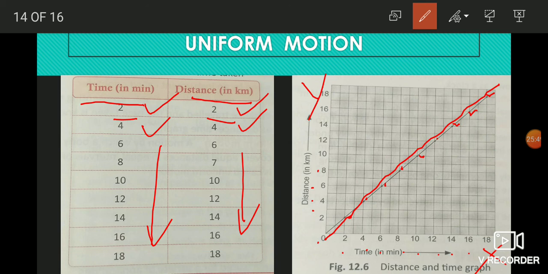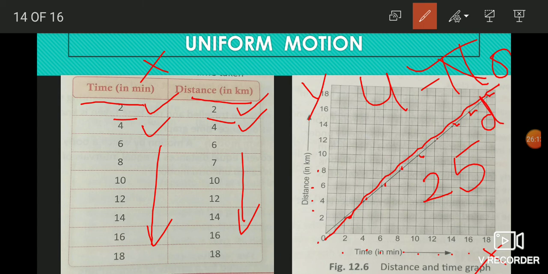Now suppose this tabular form is not given to me, only this graph is given to me. By looking at the graph, I can find out whether it is a uniform motion or a non-uniform motion. Suppose, can you predict at 25 minutes what is the distance travelled? Yes, it is going to be 25 kilometers, because every minute it is travelling 1 kilometer. So this is the usefulness of this graph.